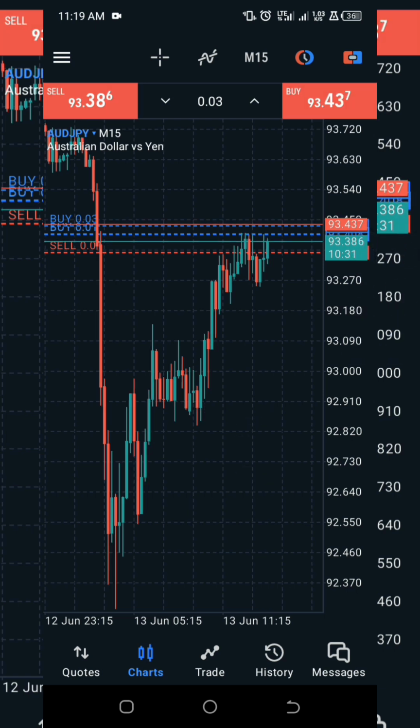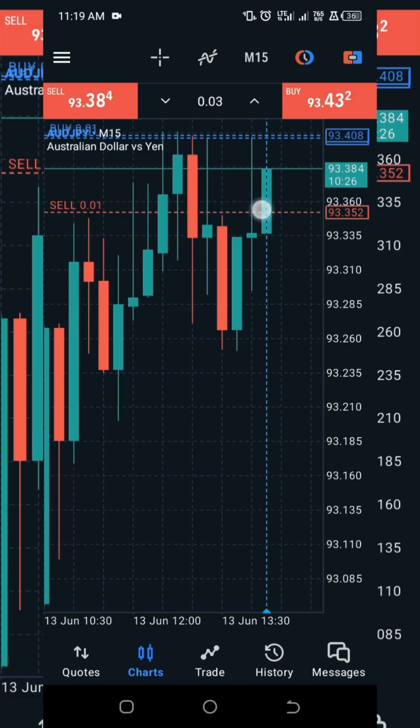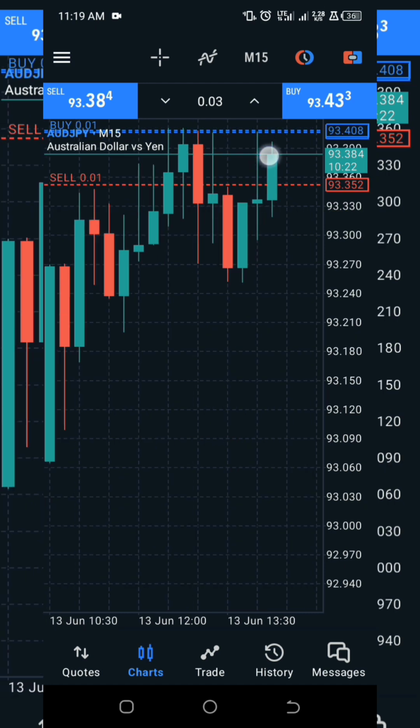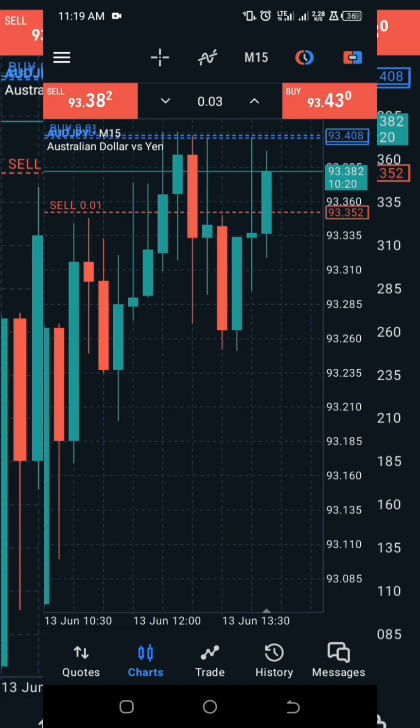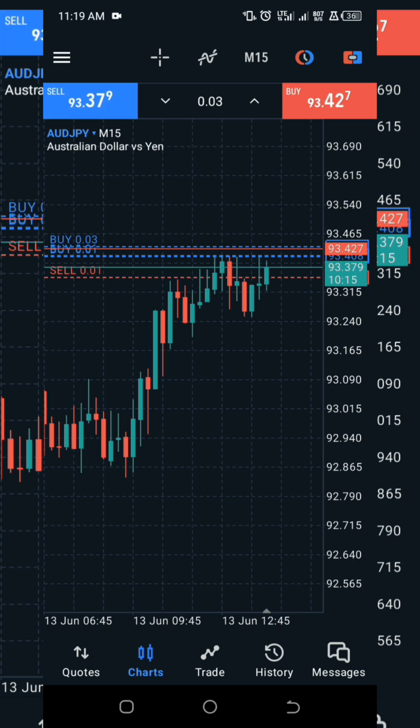So guys, watch what is happening here. Just be watching the last candle. This is the most important candle when you are in a trade. Forget all those ones. This one is the most important one. I'll teach you my strategy, very simple. So let's go to the lot size.